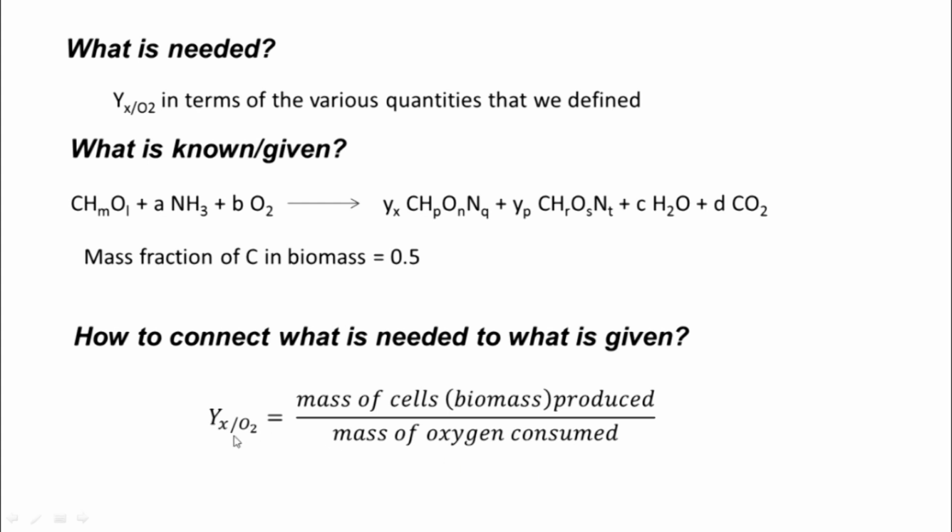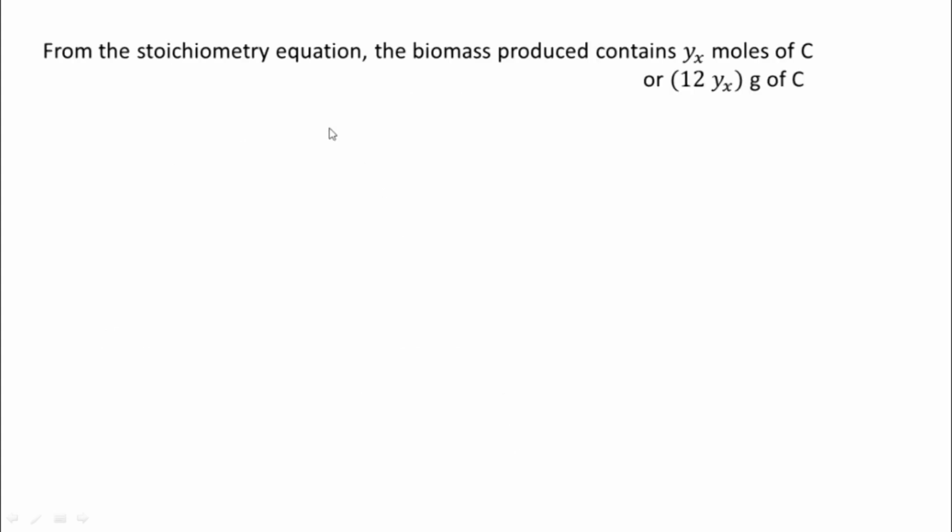We know that YX/O2, the yield of cells with respect to oxygen, by definition is the mass of cells or biomass produced divided by the mass of oxygen that is consumed. From the stoichiometric equation, the biomass produced contains YX moles of C or 12 YX grams of C.